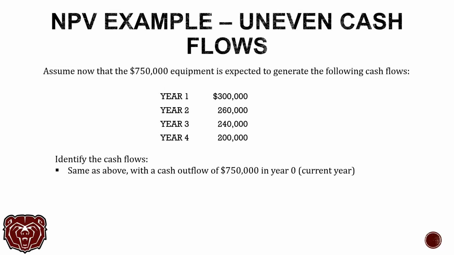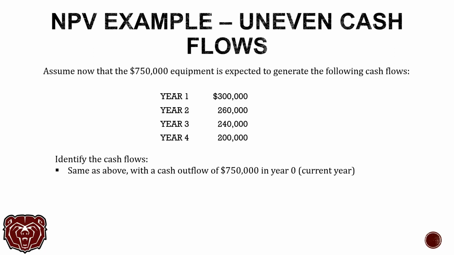So the last thing we'll look at is an example of cash flows that are uneven. This means it's not an annuity, right? We're not going to be able to use that annuity table. We'd have to use the present value of a dollar table. So let's assume that the $750,000 equipment is expected to generate the following cash flows for the next 4 years. So $300,000 year 1, $260,000 year 2, $240,000 year 3, and $200,000 year 4.